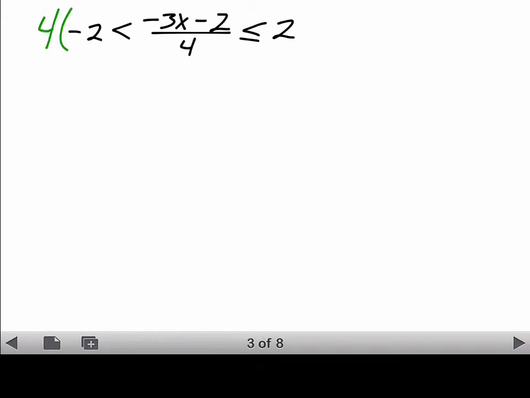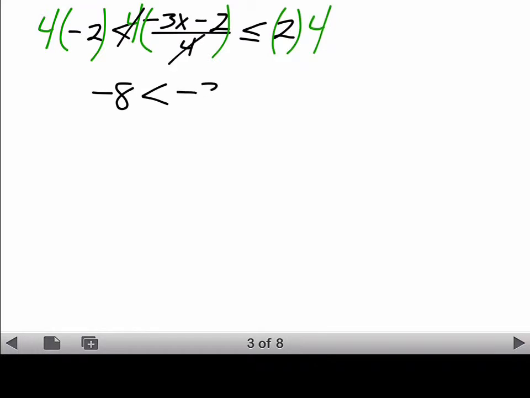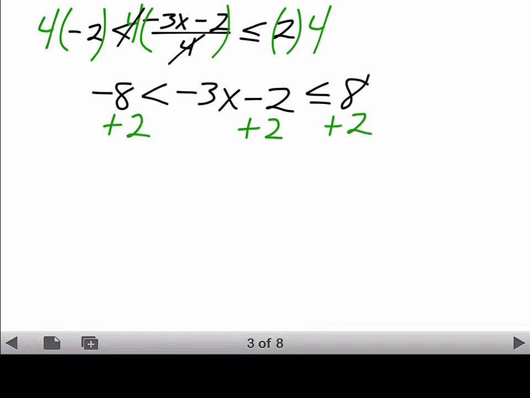So when I multiply by 4, I'm going to multiply each of the 3 parts by 4 to end up with negative 8 is less than, and in the middle portion the 4's divide out, and I have negative 3x minus 2 is less than or equal to 8. Now I'm going to add 2 to all 3 parts. I almost said both sides, but this is a three-way inequality, so it must be all 3 parts. And I get negative 6 is less than negative 3x, which is less than or equal to 10.